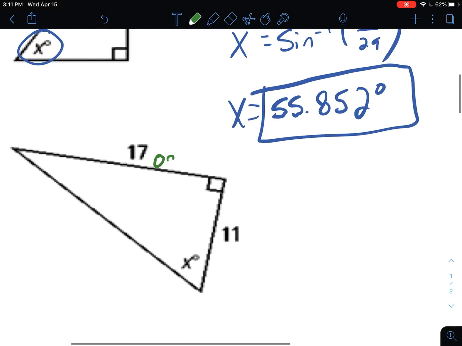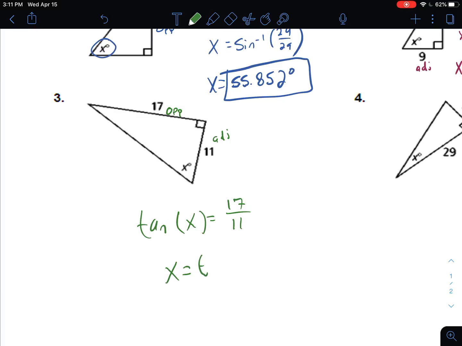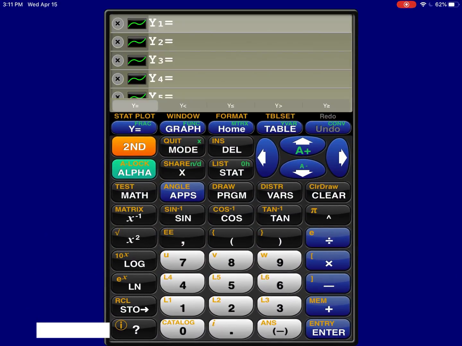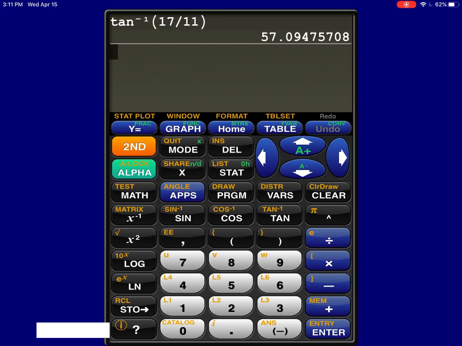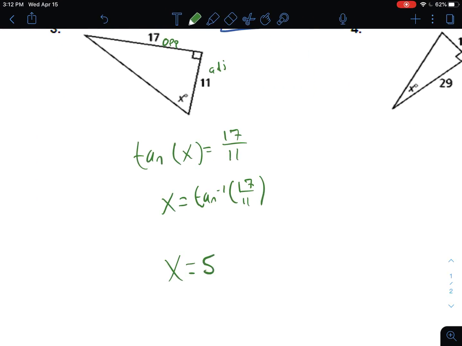We got tangent, right? So opposite and adjacent, that's tan. So then we say the tan of x is equal to opposite, which is 17 over 11. And then we can say x is equal to the inverse tangent of 17 over 11. Plug that into our calculator real fast. Oops, sorry. Inverse tan, 17 over 11. 57.095, so x is equal to 57.095 degrees.